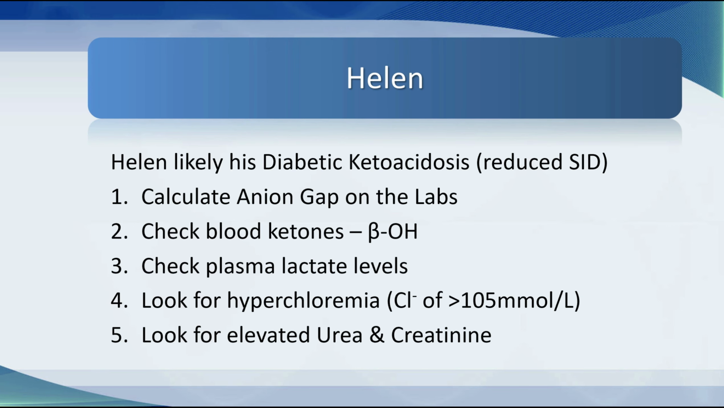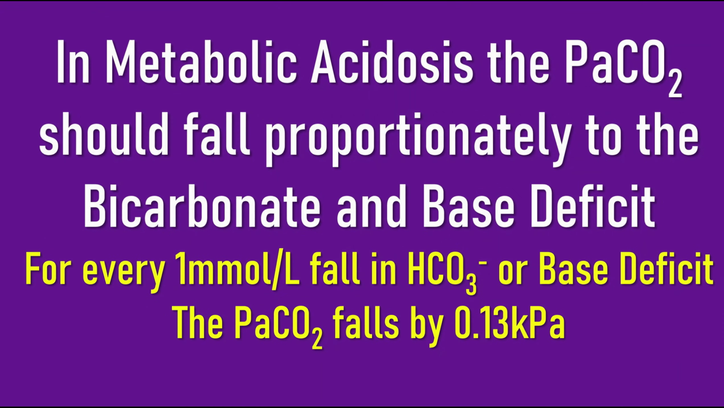The rule here is that in metabolic acidosis, the PaCO2 should fall proportionately to the bicarbonate and the base deficit. The fall in the bicarbonate usually mirrors the fall in the base deficit. So if bicarbonate falls by 12, the base deficit is minus 12. Not always the case, but usually in acute metabolic acidosis. For every 1 millimole per liter fall in the bicarbonate or base deficit, the PaCO2 should fall by 0.13 kilopascals.